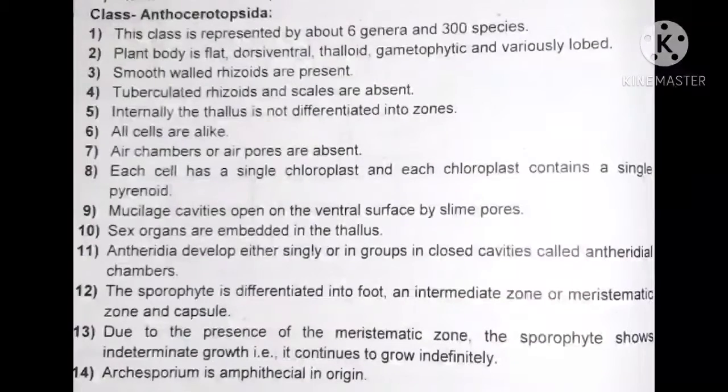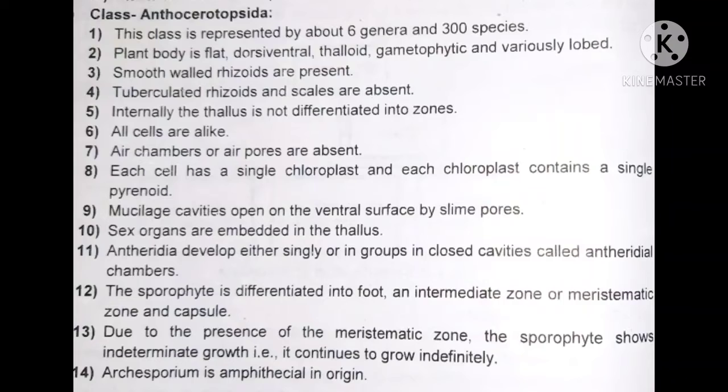Each cell has a single chloroplast, and each chloroplast contains a single pyrenoid. Mucilage cavities develop on the ventral surface of the thallus, filled with slime, and they open on the ventral surface by slime pores. In Anthoceratopsida, the sex organs are embedded in the cavity. The antheridia are embedded in the antheridial chambers and archegonia are embedded in the archegonial chambers.